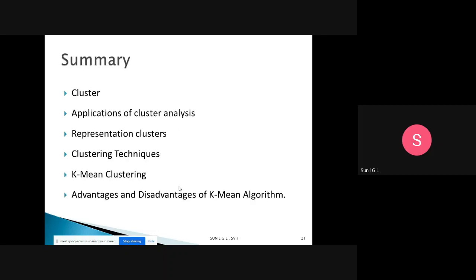So this is the summary of today's class. We have discussed what we mean by clusters, what the applications of cluster analysis are, how we represent clusters, and what the different clustering techniques are. In that, we discussed the k-means clustering technique. Then after that, we discussed the advantages and disadvantages of k-means clustering.